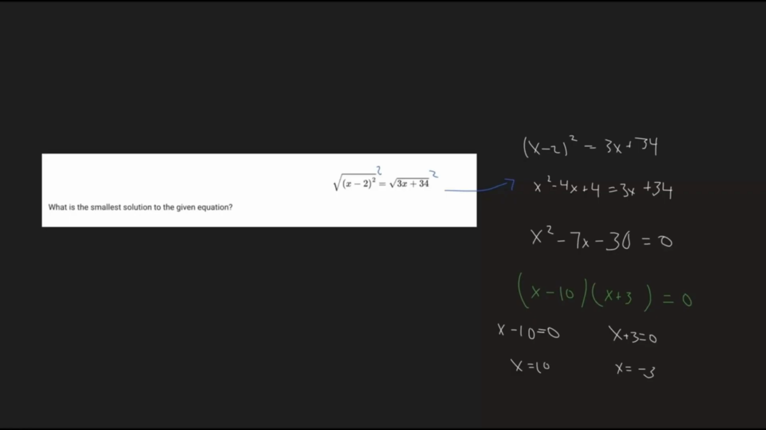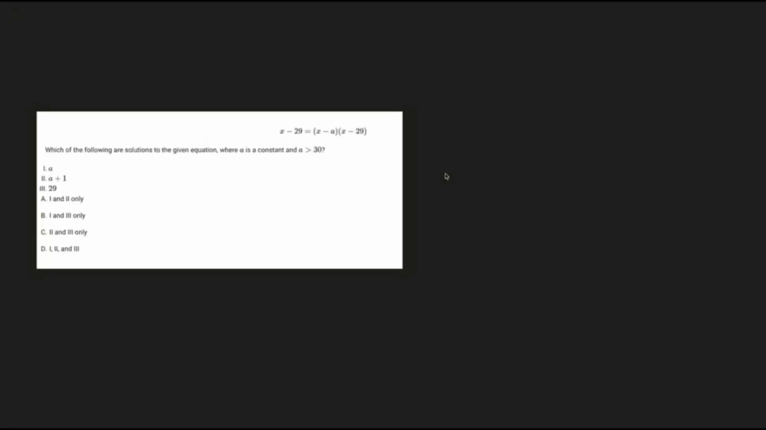And so it wants the smallest solution to the given equation. And so we can clearly see that negative 3 is smaller than positive 10, and therefore negative 3 is going to be our answer.